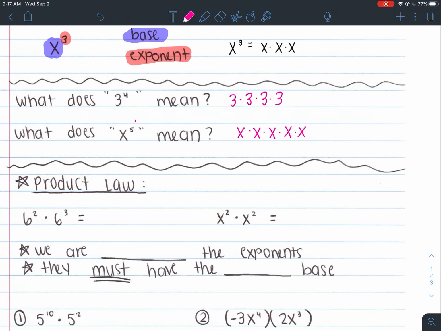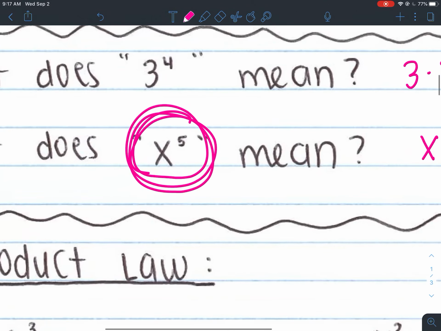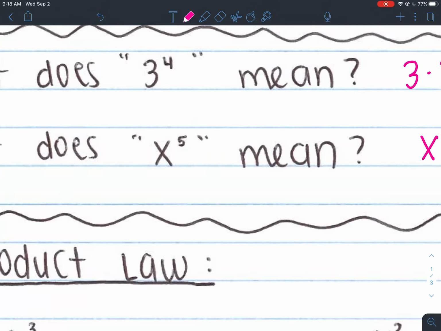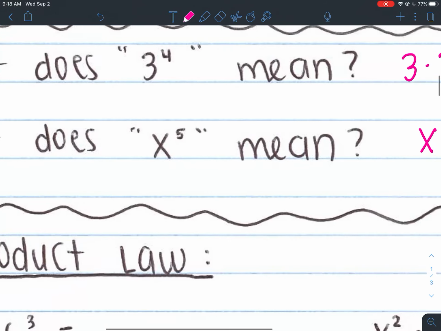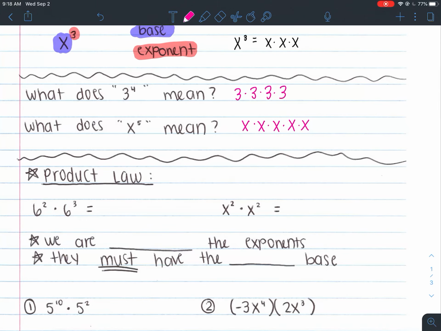So what does this mean? It means that there's 5 x's here. They're just all condensed and simplified, so you can't see all of them. But that x to the 5th represents that there are 5 x's being multiplied. So it doesn't look like 5 x's, it looks like just 1 x. But really, it's saying there's 5 x's here. Okay, so you want to be very mindful of that.